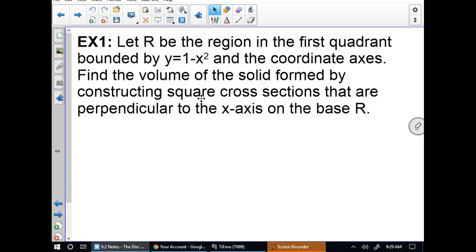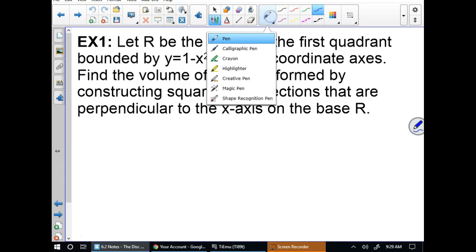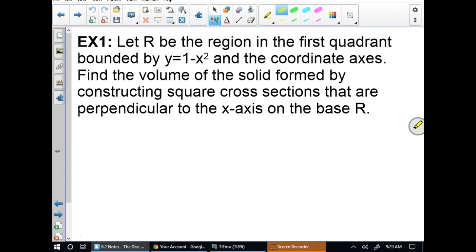You do not necessarily need to write every word of that, but of course, you want first quadrant, you want your equation and the axes, and then volume of the solid formed by constructing square cross sections perpendicular to the x-axis.